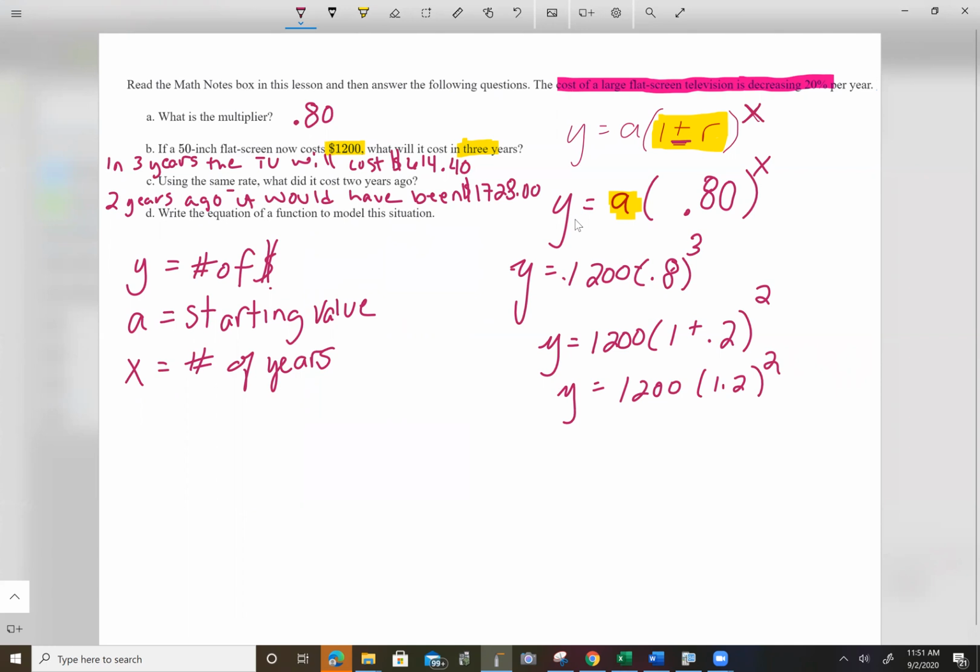Okay. Write the equation of a function to model the situation. We just did. Don't worry, we just did. If you would have rather have used a table to figure this out, you could say now our TV is $1,200.